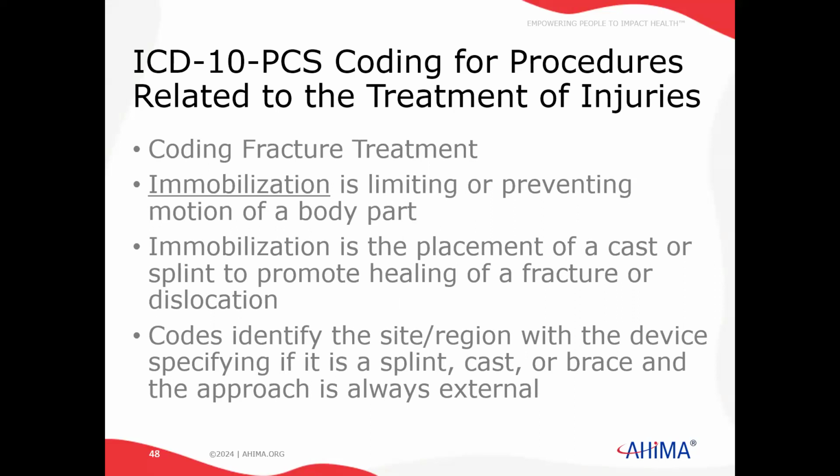When we have immobilization, that's what we're doing to put a cast or a splint or some other device to promote healing and making sure that everything stays aligned. And with these codes, we need to look at the site, the region with the device. So looking at whether it's a splint, a cast, a brace, and the approach is always going to be external.